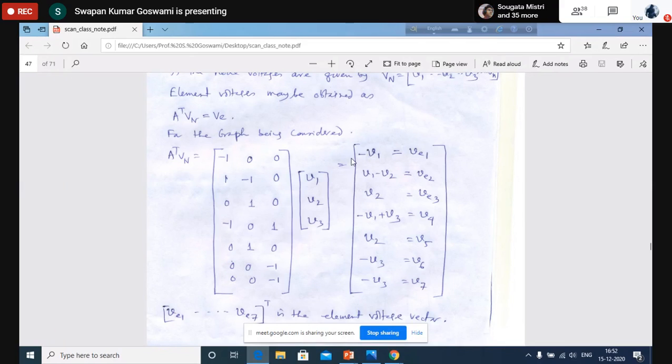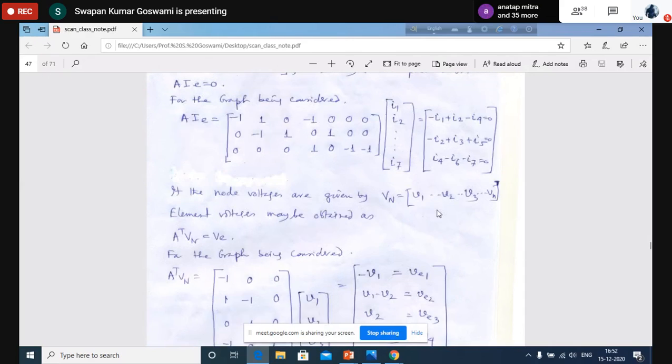Okay. So you see, the first element is minus V1. Again, you note here that it is A transpose. A is a matrix between node to element. Okay, so A transpose is a matrix between elements and nodes. Elements here, nodes here. So this row corresponds to element 1. This row corresponds to element 2. This one element 3, element 4, element 5, element 6, element 7. So in the product also, it will correspond to element 1. So what is the voltage corresponding to element 1? That we have to match, a voltage corresponding to element 2, element 3, like this.